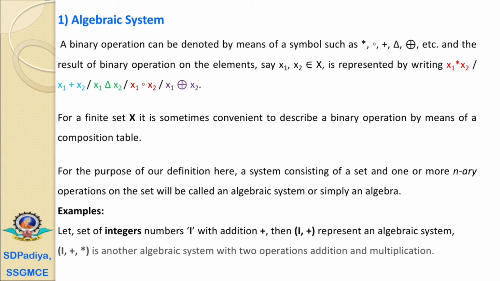Taking the next example, an algebraic system with plus and star is another algebraic system with 2 operations, addition and multiplication. Here the meaning of the plus symbol and the star is defined, that is the arithmetic operations addition and multiplication. So we can read this algebraic system as the set I with addition and multiplication operations.